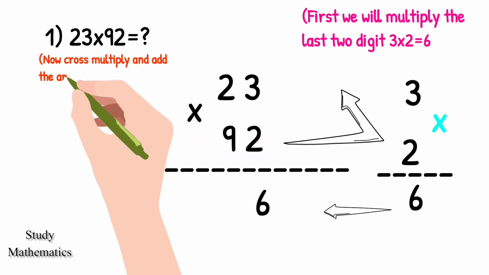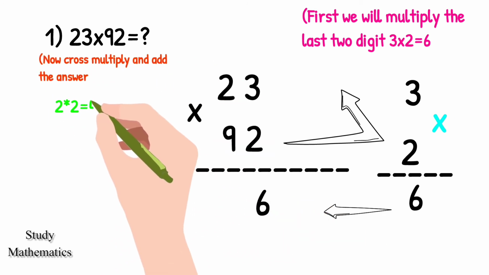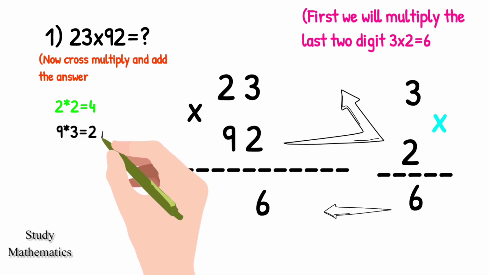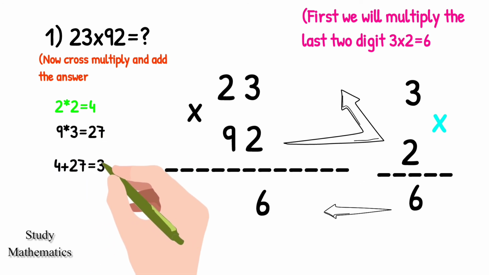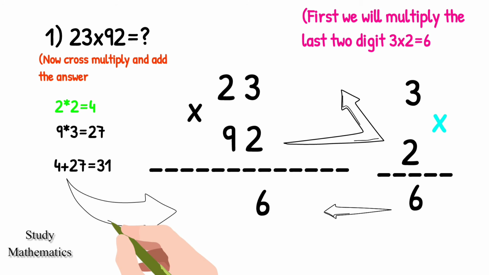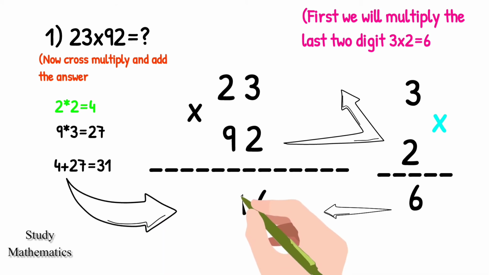After that, multiply the numbers crosswise, meaning multiply 2 with 2 and 9 with 3. After multiplying, add the results, that is 4 plus 27, which is equal to 31. So write 1 here below and carry the digit 3.